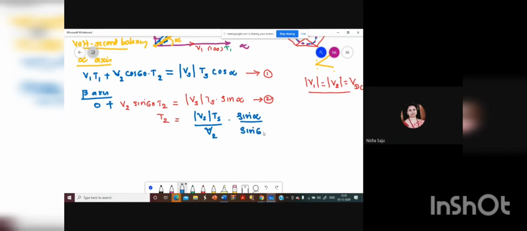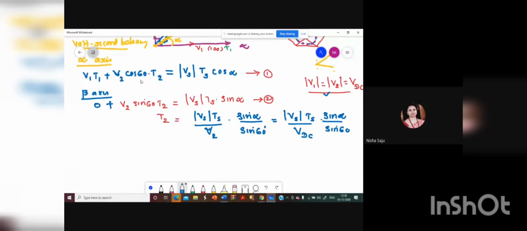Or I can simply write this will be equal to Vs into Ts divided by VDC, because V2 is the same as VDC, into sine alpha by sine 60. This is your T2. Then this expression you have to substitute here and rearrange. Finally, you will be getting the T1 value.